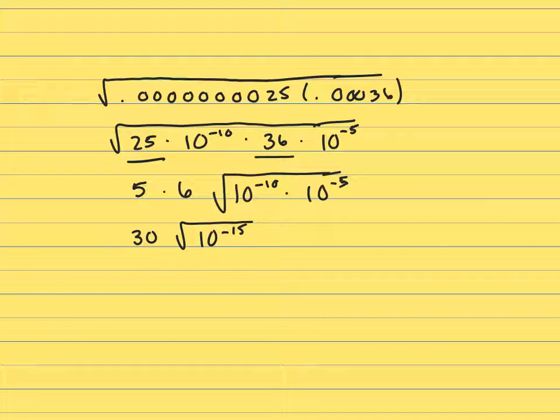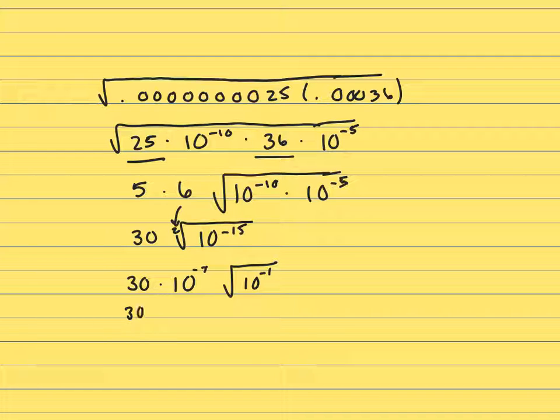So what I did on the answer key, you have to understand that that's the square root. It's understood to be a 2. And I divided 2 into negative 15 and brought out a 10 to the negative 7. 2 will go into negative 15, negative 7 with 1 left over. So that leaves a 10 to the negative 1.